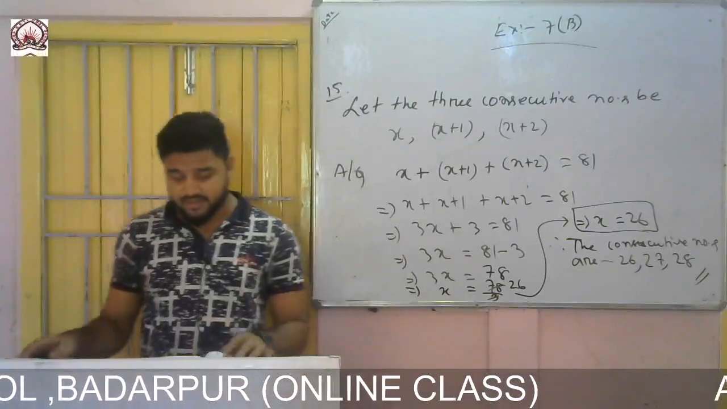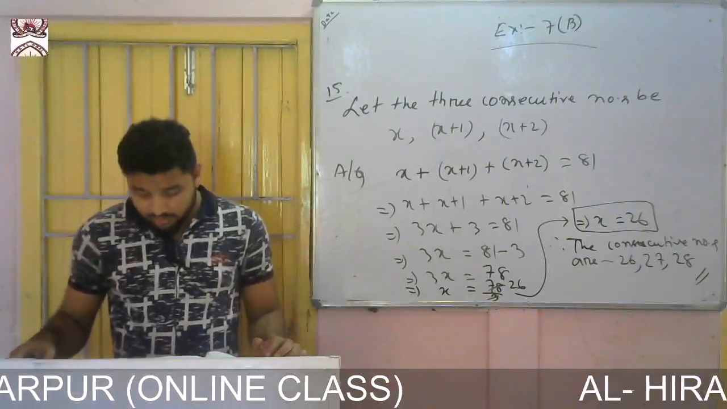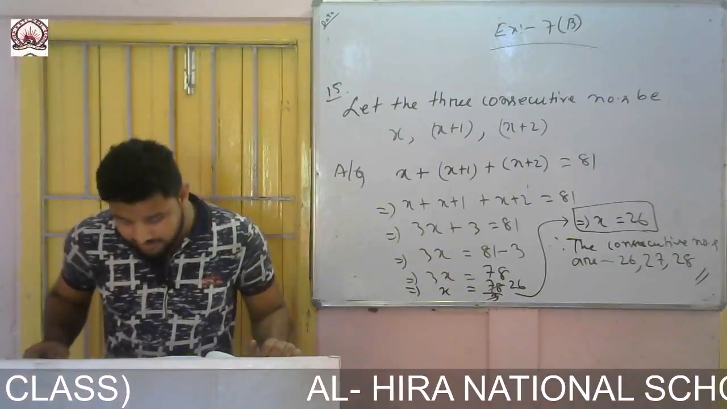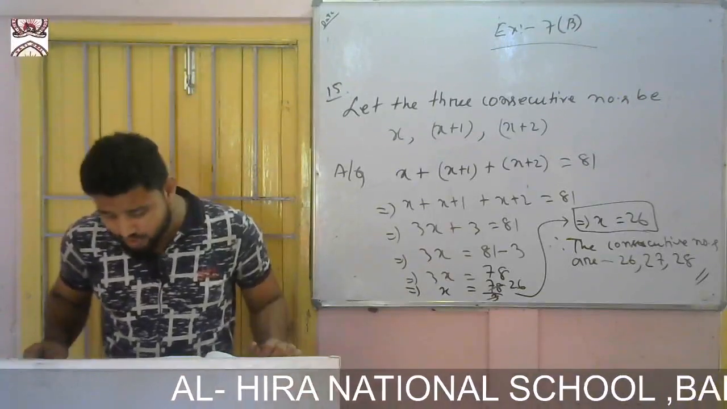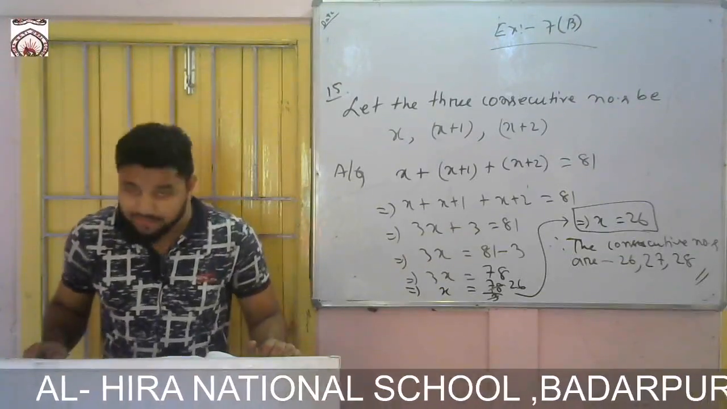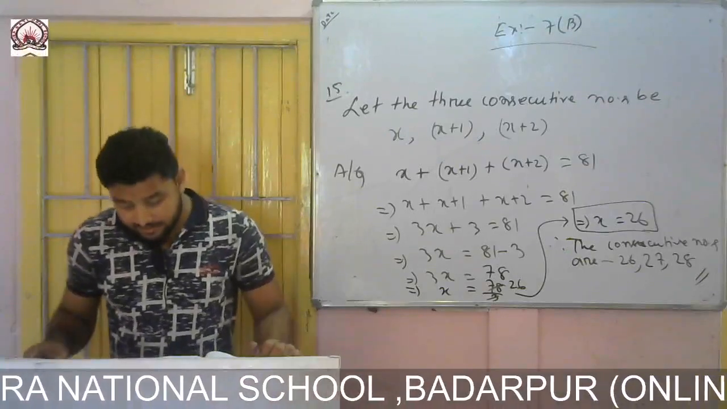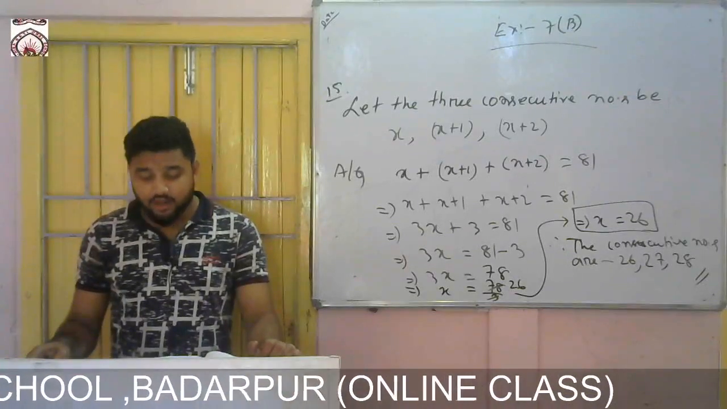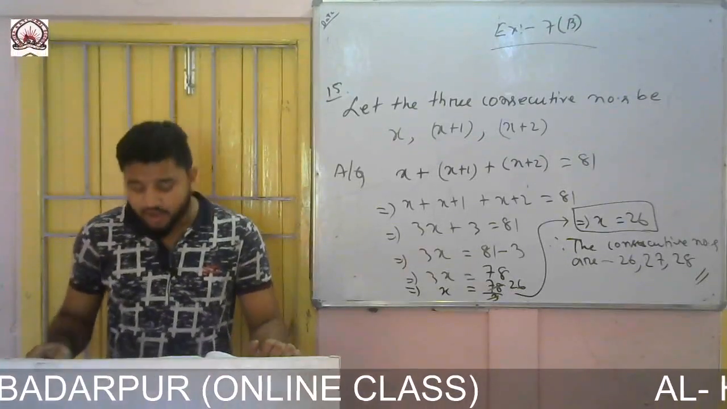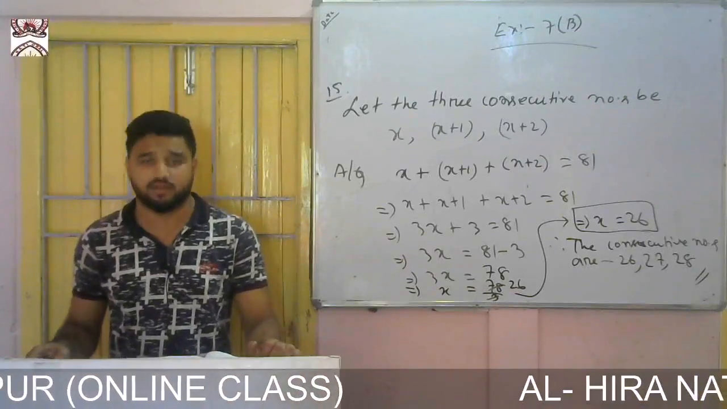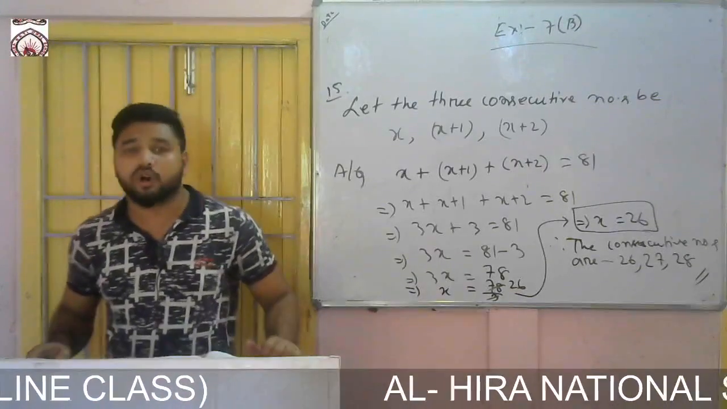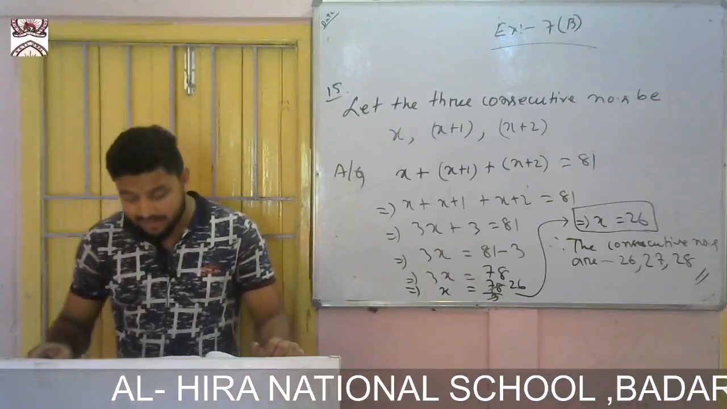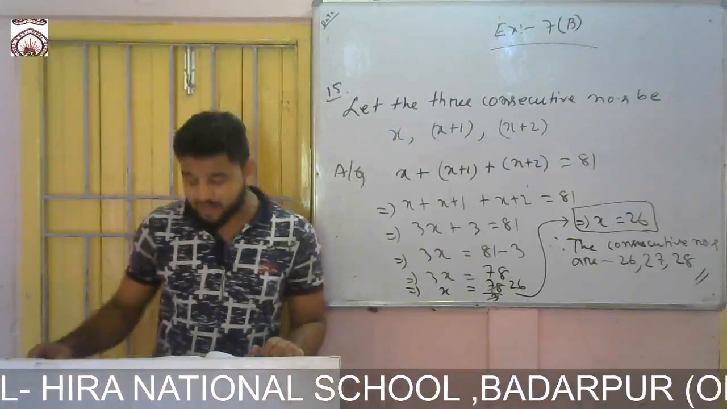Now come to high order thinking skills. Question number 20. For her mobile phone services, Divya pays rupees 145 per month, and 75 paise for each extra minute she talks. That means if she talks extra, then she pays 75 paise per extra minute.